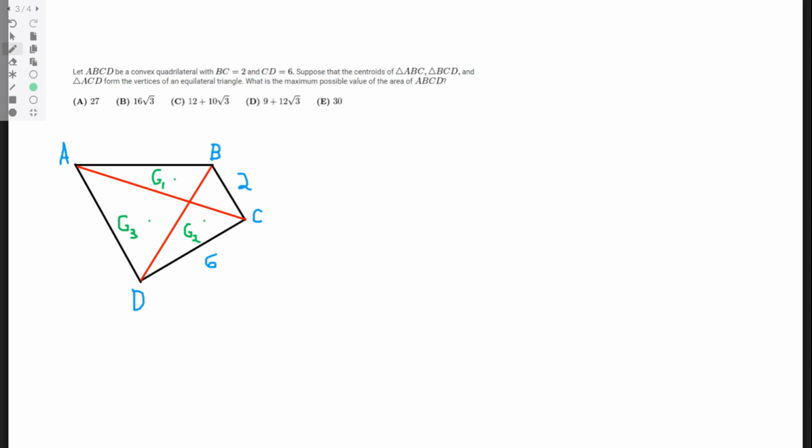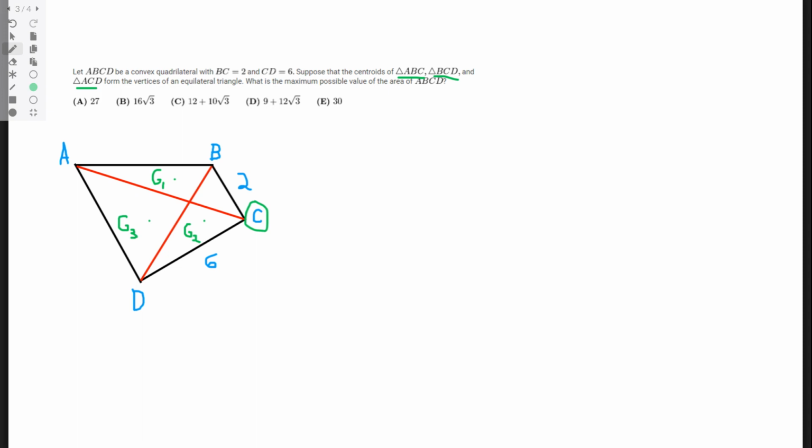Well, the first step is to decipher what this equilateral triangle condition means. Again, we have floating centroids, so we want to choose a point so that we can take a homothety to send these 3 centroids to the midpoints of the respective sides. And what we can notice is that triangles ABC, BCD, and ACD all have point C in common. So that motivates us to actually take our homothety at C.